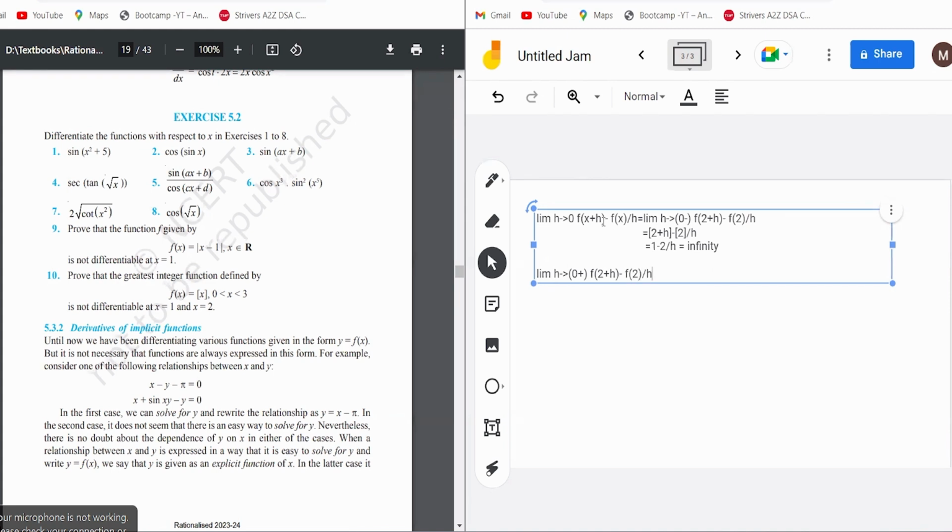Okay. So from here I can see that f of 2 plus h will be nothing but the greatest integer of 2 plus h minus 2 divided by h. This would remain same. Now from here I can say, since h is greater than 0 in this case, 2 plus h would be something like 2.00000001, whose integer part would be 2. So it would be again 2 minus 2 divided by h, which is again coming out to be 0.